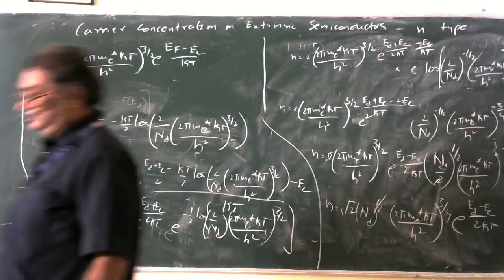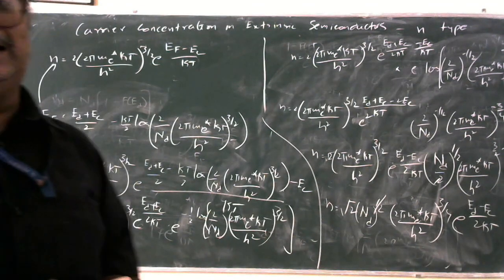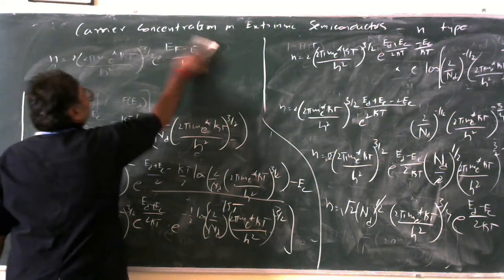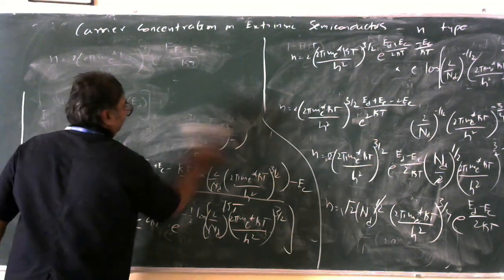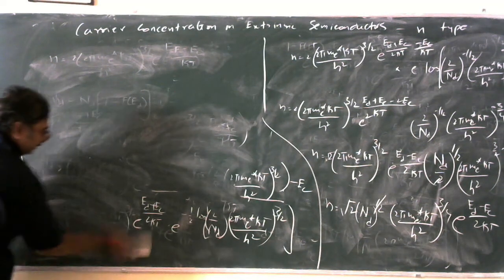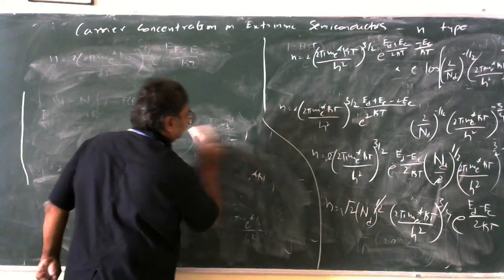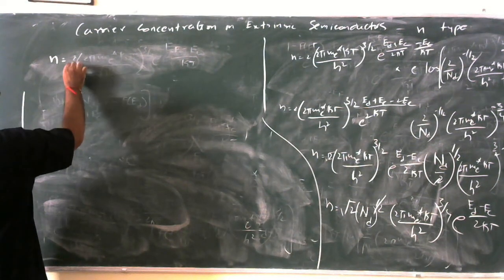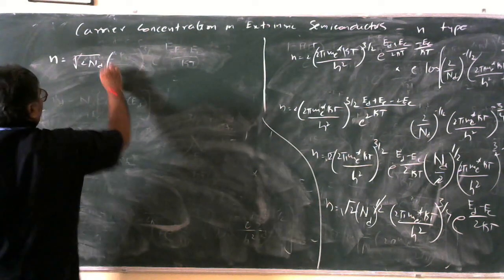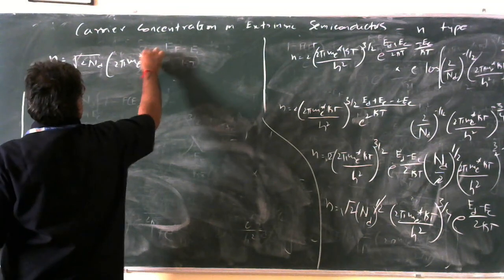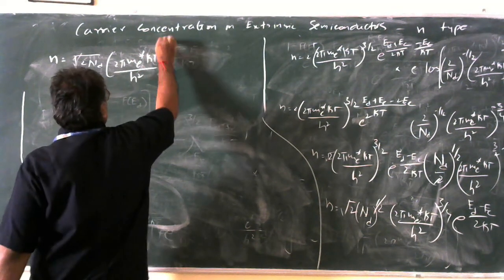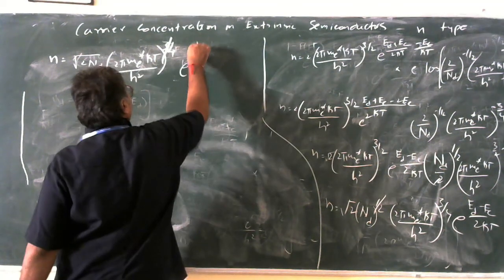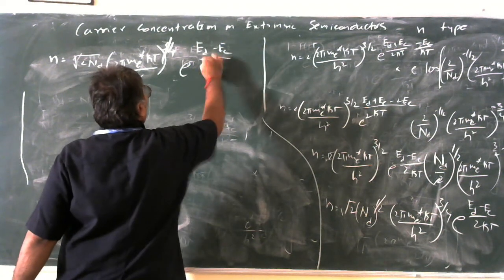So this is how the number of free electrons is calculated in the extrinsic semiconductor. So finally, what is the final equation we are going to get? The final equation we are going to get is n equals root(2N_d) into (2πm_e*kT/h²)^(3/4) into exponential of (Ed − Ec)/2kT.